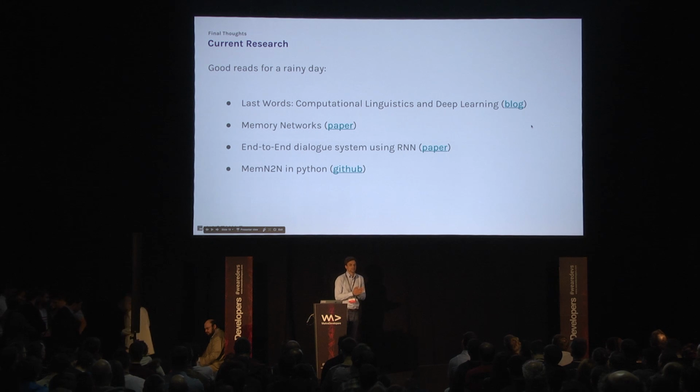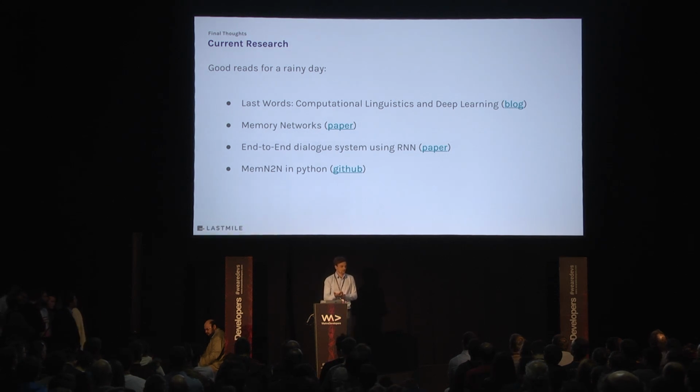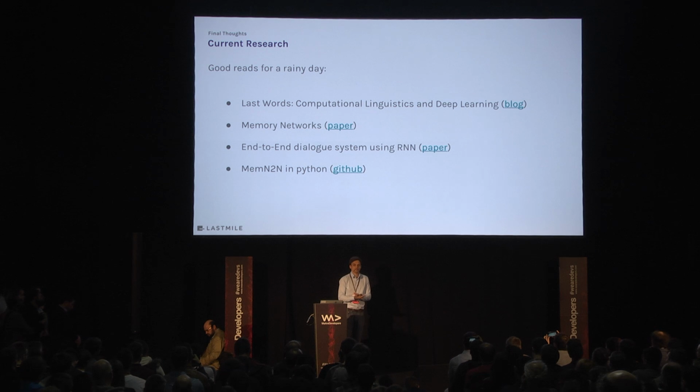There's a lot of good research out there as well, so if there's a rainy day here in Vienna or wherever you're going to, just have a look at these things, which are really interesting. There's the computational linguistic and deep learning blog post, which is just a good read if you're on a plane or something. Then there's the memory networks paper from a couple of years ago, which is just the basis for all of the state-of-the-art research.